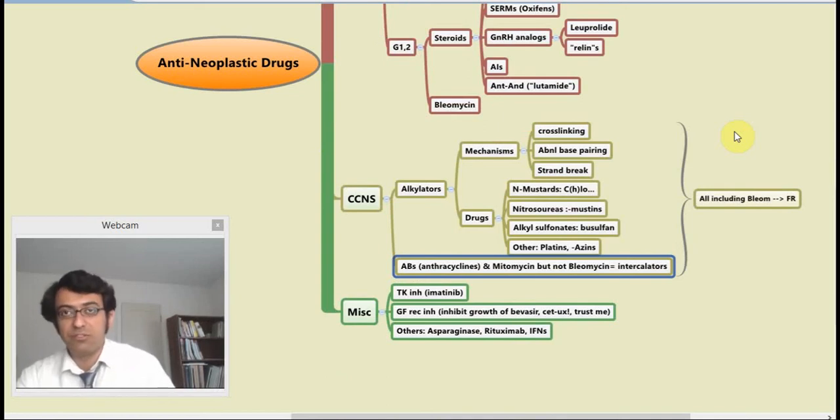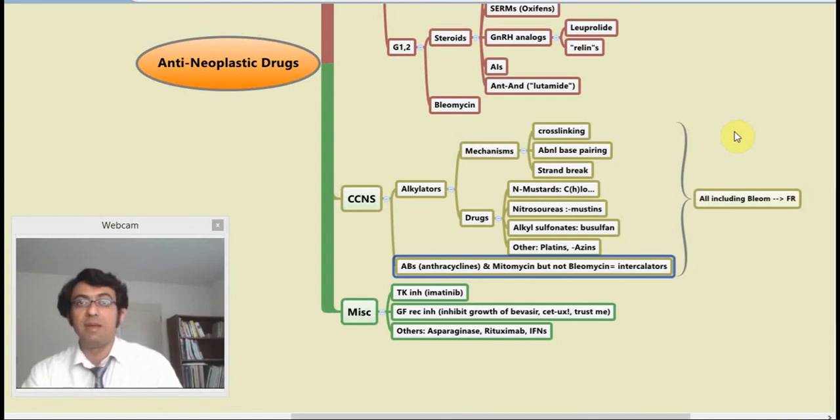Which one of the alkylators is specifically used to suppress a patient's bone marrow prior to bone marrow transplantation? That is the alkylator busulfan, the alkyl sulfonate. What's the other use of this drug? That's used in CML regimens.